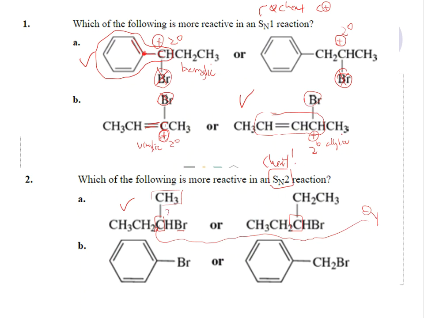Keep in mind, this is secondary, but this one, folks, is also secondary. So no difference in the carbocations there. It's the neighbors that are around it that helped us make this decision.